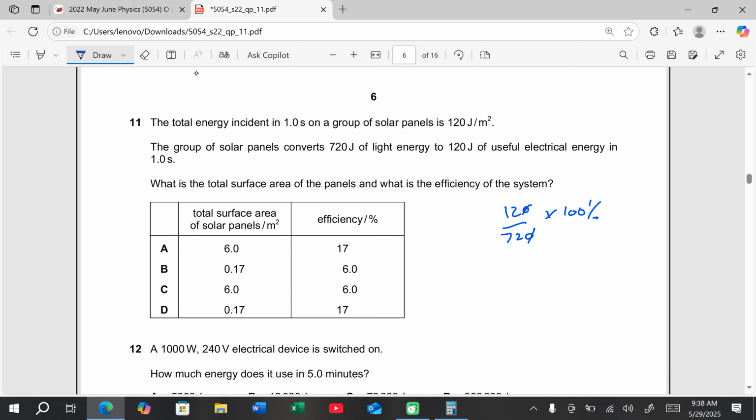And it asks what is the surface area of the panels. So in 1 second, it says it gives this much per meter square. So since this is energy, this is power, this is pressure, energy over area. So 120 joules in 1 meter square. So 720 joules in how many meters square? When you cross multiply, you'll get 6.